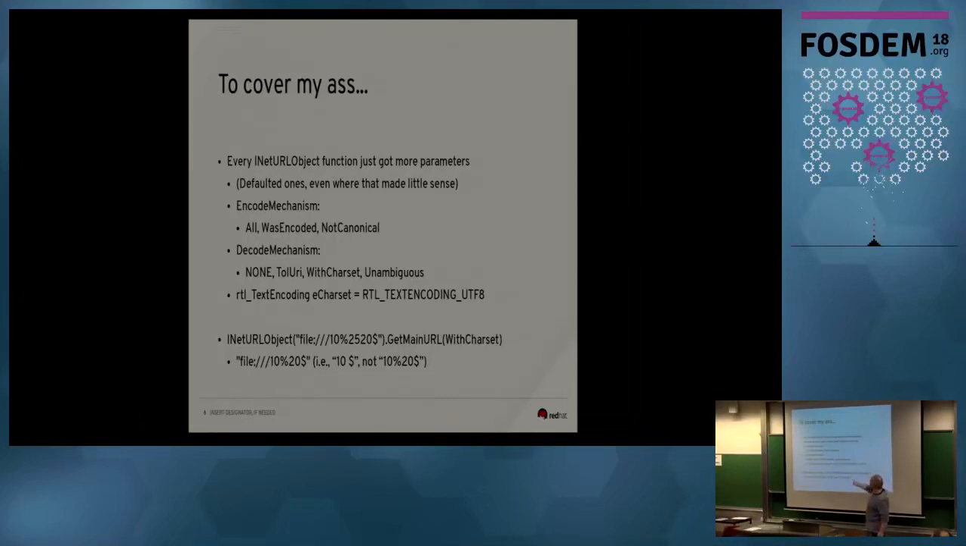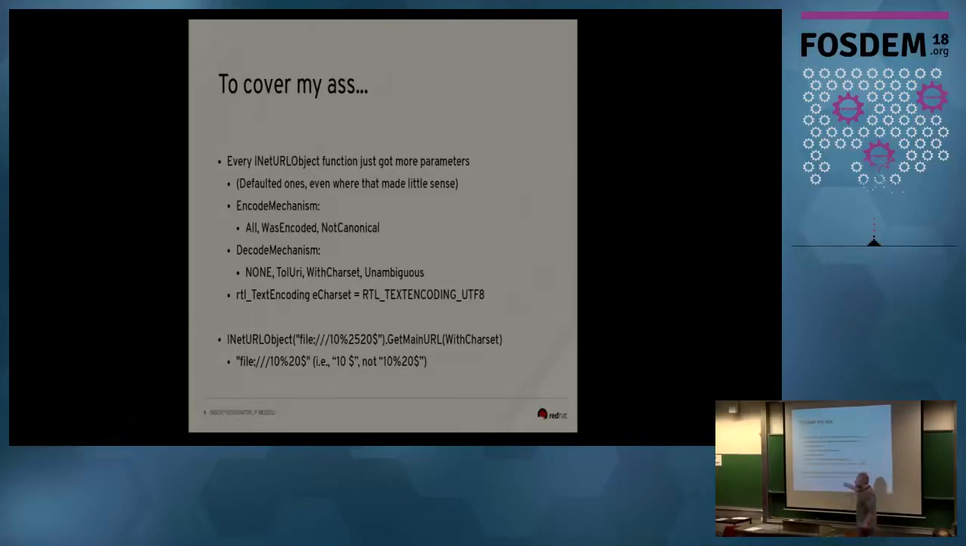If there's this strange file with a 10% $20 file name, whatever that should mean, then it is encoded in the file as a 10% 2520, because the percent sign itself needs to be encoded as %25. So when you want to get this URL back, you still want this syntax there, and not have it decoded.